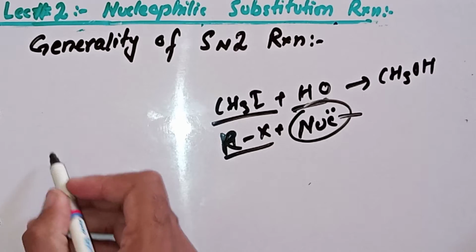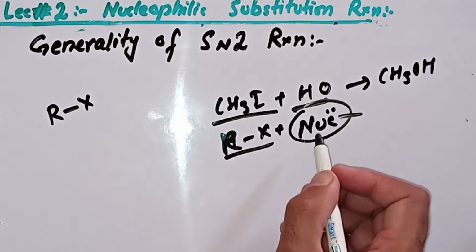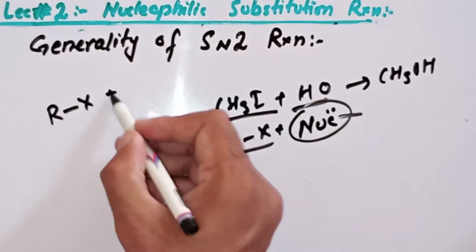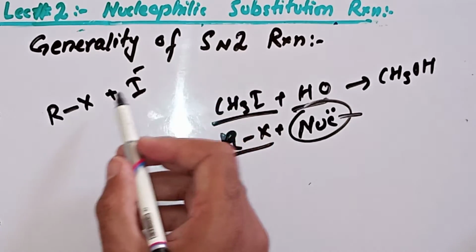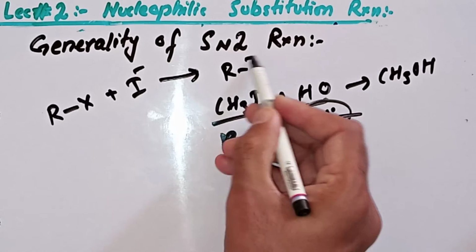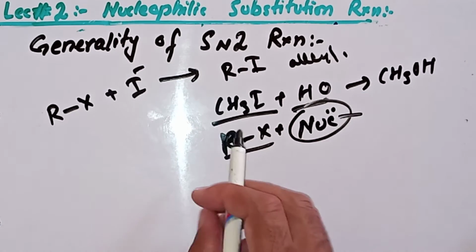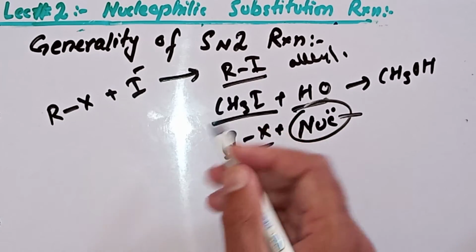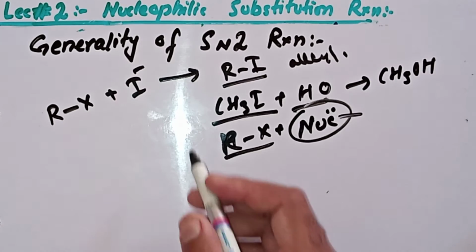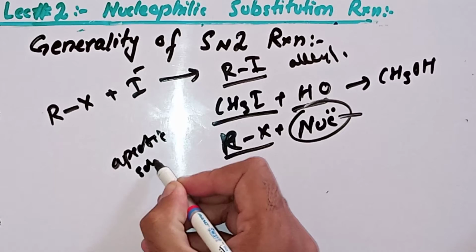First of all, when there is an alkyl halide, RX, and the nucleophile is the iodide ion, it will produce an alkyl iodide. But the formation of alkyl iodide is very difficult. In an aprotic solvent, it can be formed.